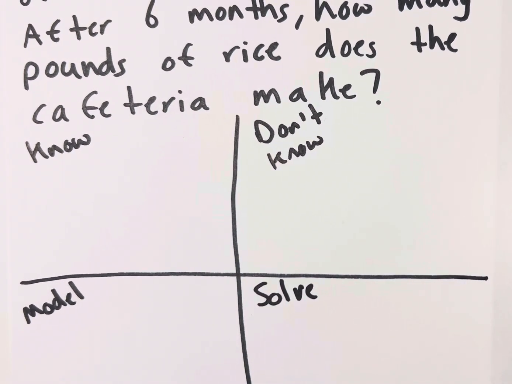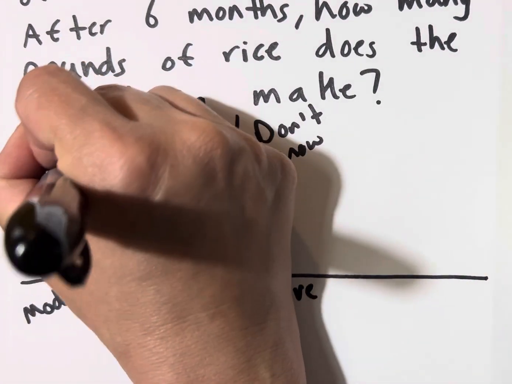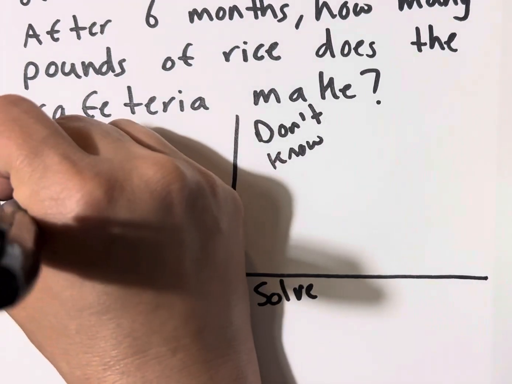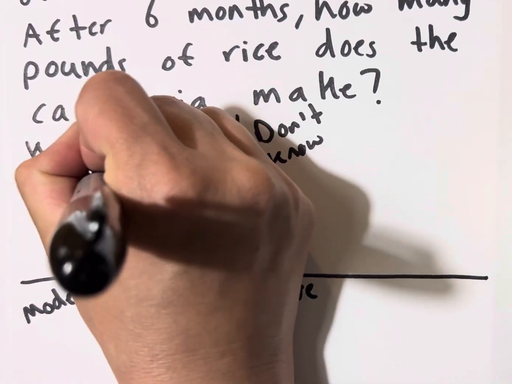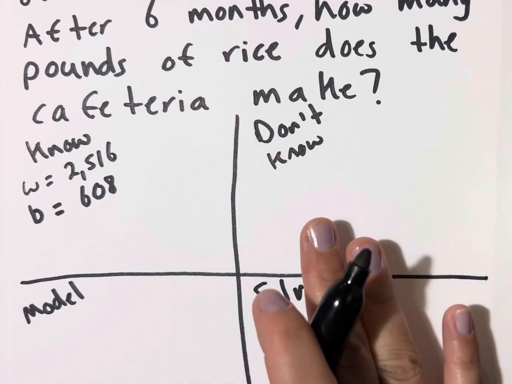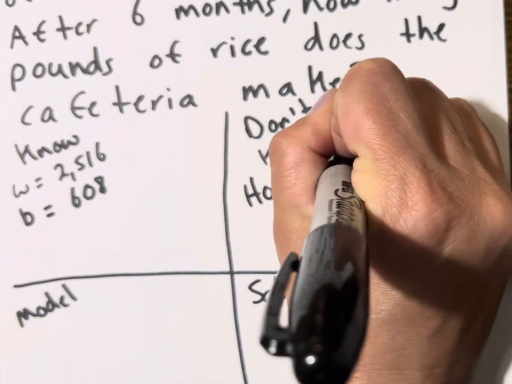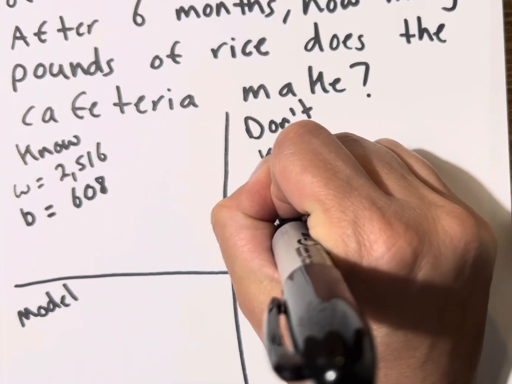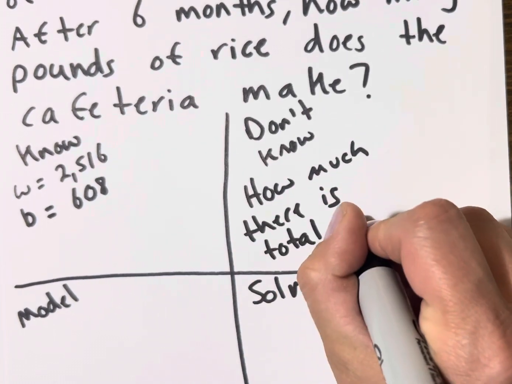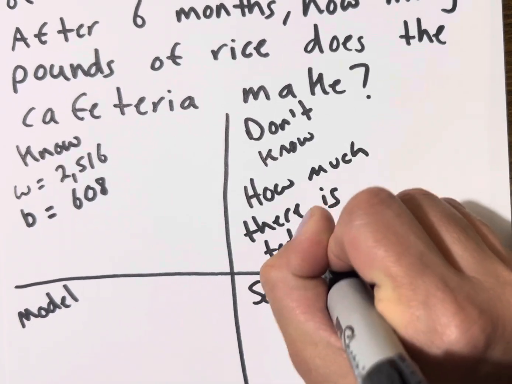So we start with what we know. We know that there are 2,516 pounds of white rice made every month and 608 pounds of brown rice every month. What we don't know is how much there is total after 6 months.